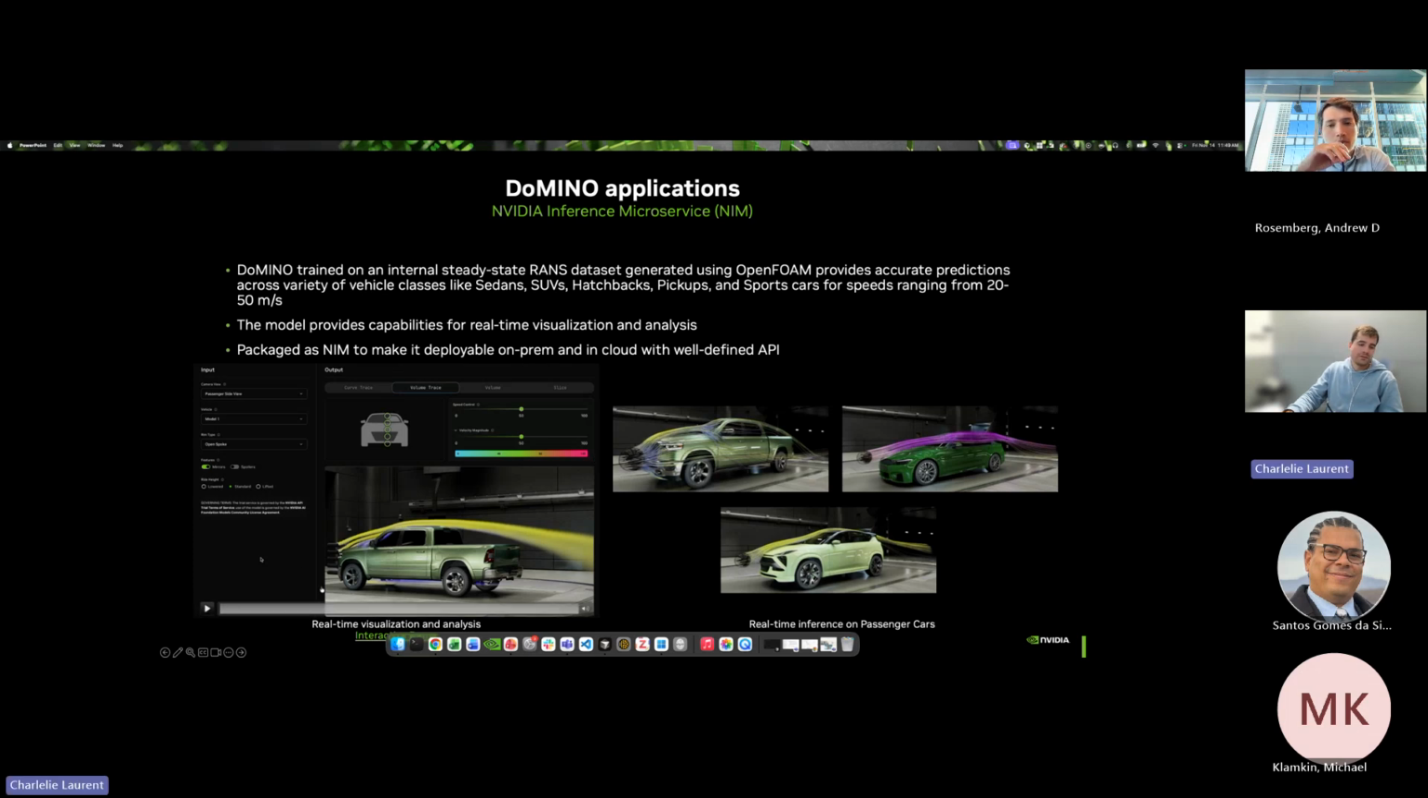So this is the NIM I mentioned before, and we have the video. This is what you can use in the web interface right now. You can change the velocities, you can remove the mirrors or change the mirrors. There are a few things you can change there. This is actually using the DoMINO model, and it is rendered using Omniverse.